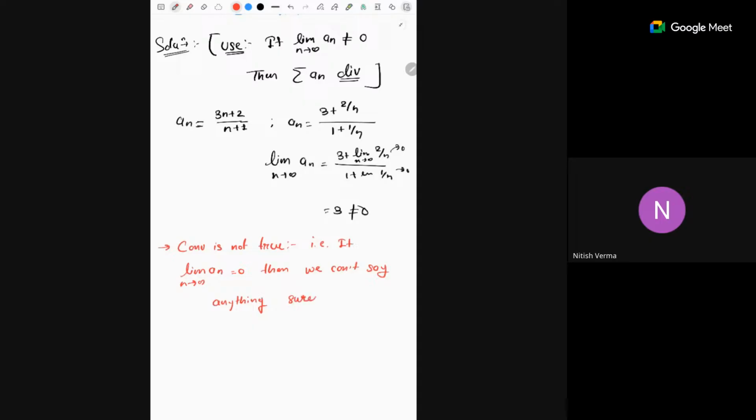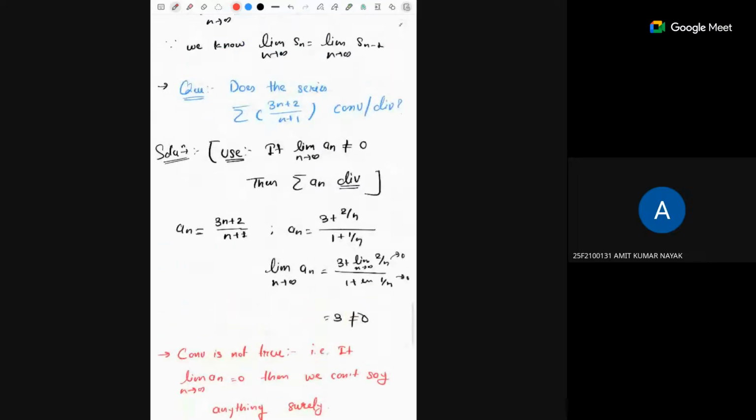For example, the summation of 1 by n. Does this series converge or diverge? It diverges, right? By the p-series test, this diverges. But here what do we get? What is the limit of an? 0, right? So here we are getting the limit of an as 0, but the original series diverges. So if you get the limit of an as 0, you cannot conclude convergence. But if the limit of an is not 0, you can definitely conclude the divergence of the series. Is that clear? Fine.